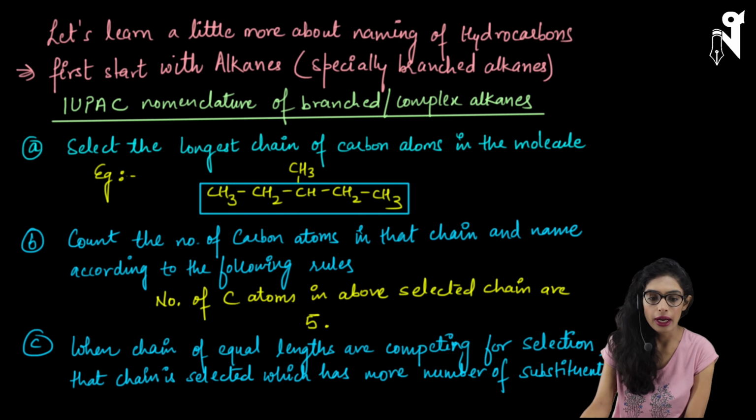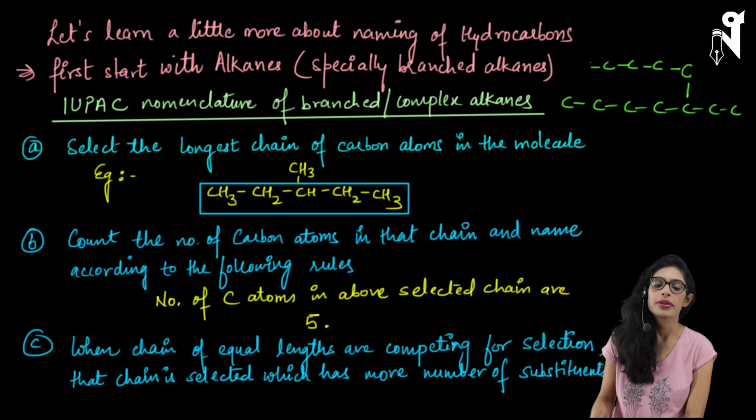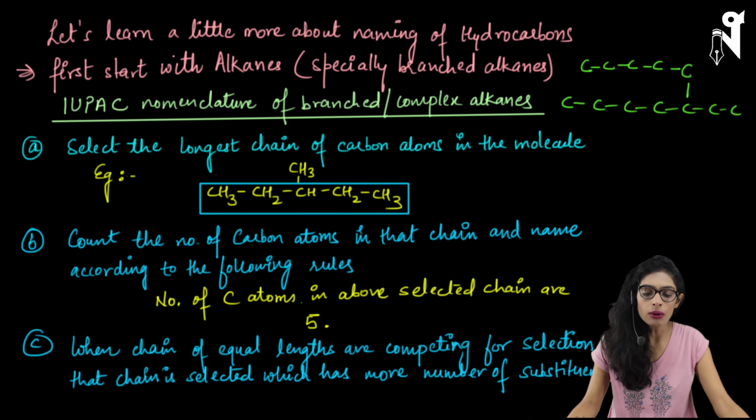So let's say I have written it as carbon, carbon, carbon, carbon, carbon, carbon, carbon, numbered 1, 2, 3, 4, 5, 6, 7, and then, okay, so this is my chain. Just look at this chain very carefully. Now I have multiple ways of marking the chain.